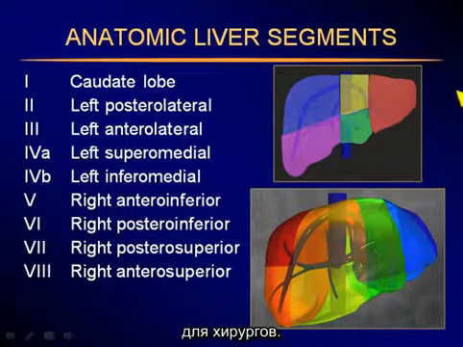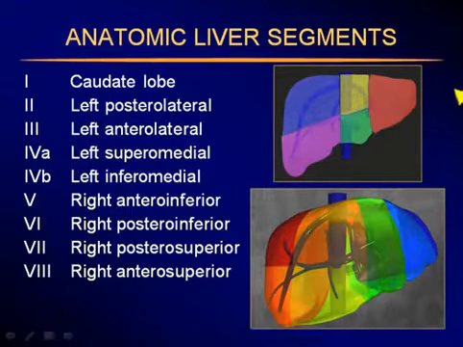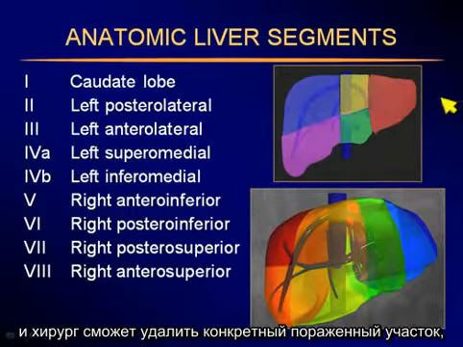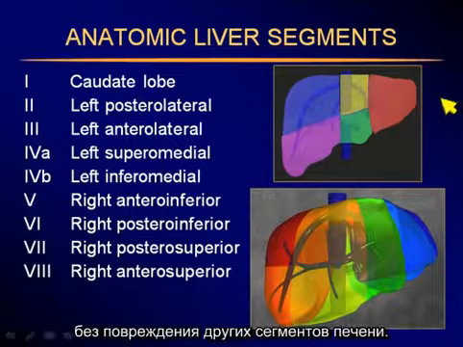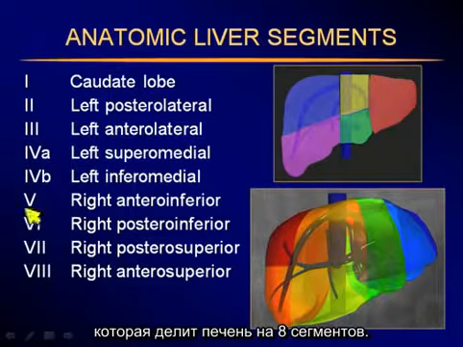Which is very useful for the surgeon, because if we can place a lesion in a specific segment, the surgeon can then go after that lesion and remove it without harming other vascular supplied segments of the liver. This is the basis of the Couinaud system, a French system that divides the liver into 8 segments.